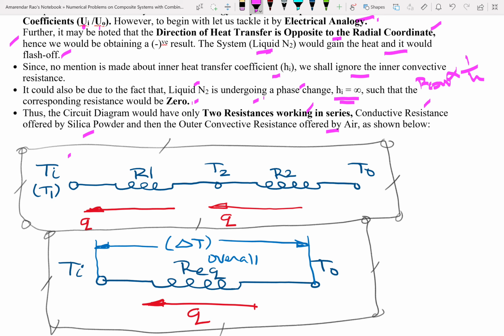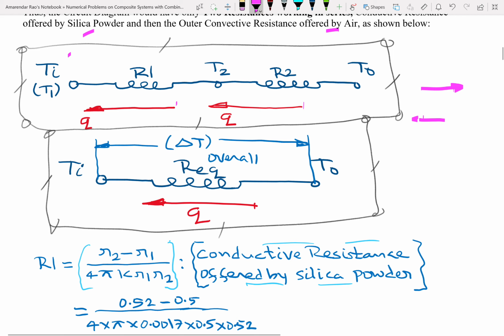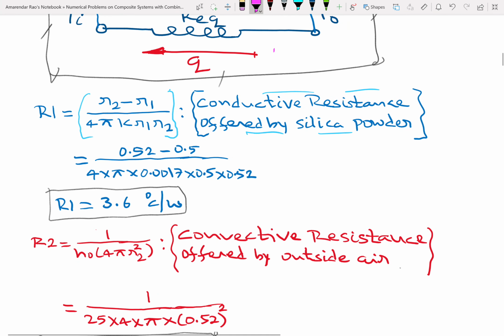And you may note that since Ti is less than T0, the direction of heat transfer is reverse. It's going inwards. Usually our direction would be towards right, that is going to be positive, but here it is happening towards left. Then when you blend both these resistances, we are going to get R equivalent operating across del T overall. That's going to be minus 223 Kelvin. Again you can see direction of heat transfer is reverse. Then R1 is the conductive resistance offered by the evacuated silica powder. And for a spherical system, it is (r2 minus r1) by 4 pi k r1 r2.